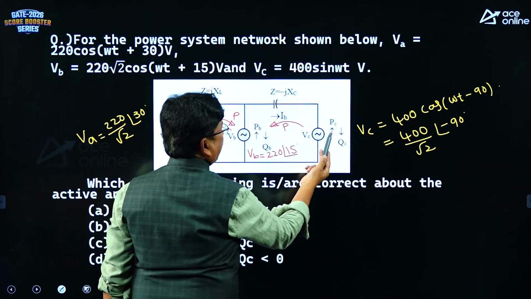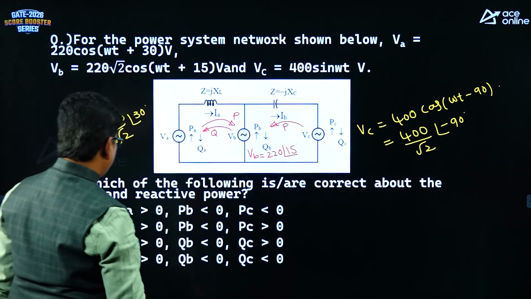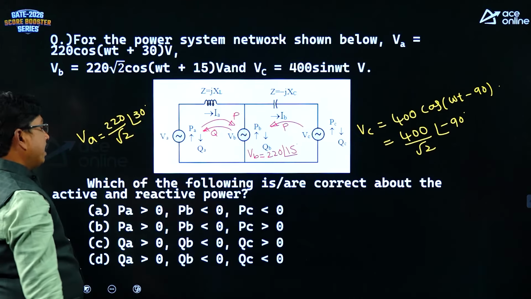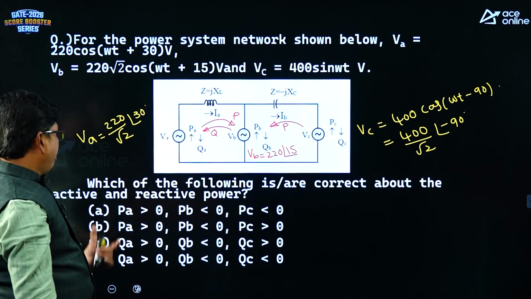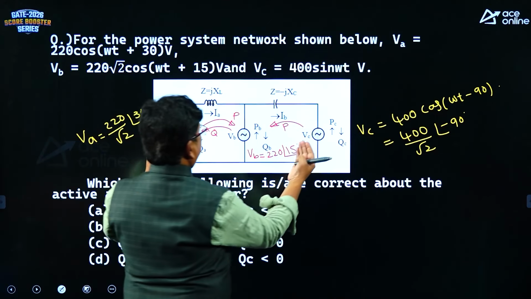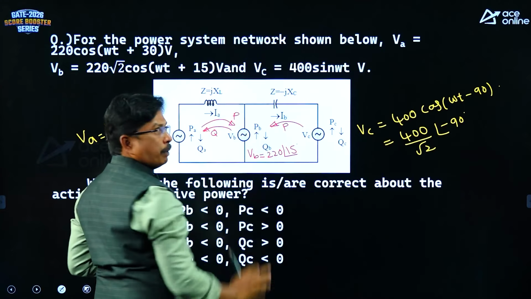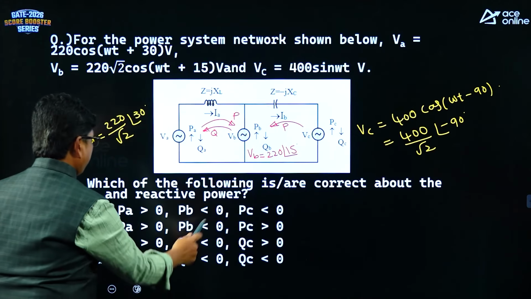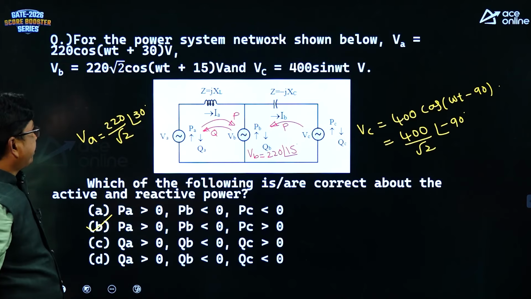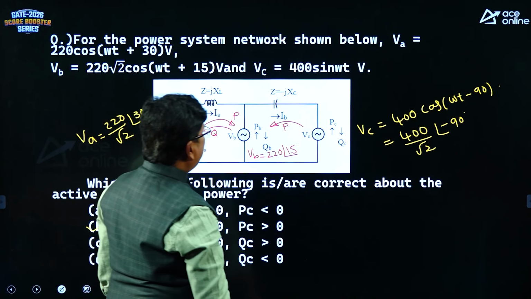So PC should be greater than 0. Given direction and P direction both are same only. So that option B may be the correct answer. We have to see. So PA greater than 0, PC greater than 0. And PB, just here, both the powers are entering, but PB is moving in the upward direction. PB should be less than 0. So that B is correct. Right.